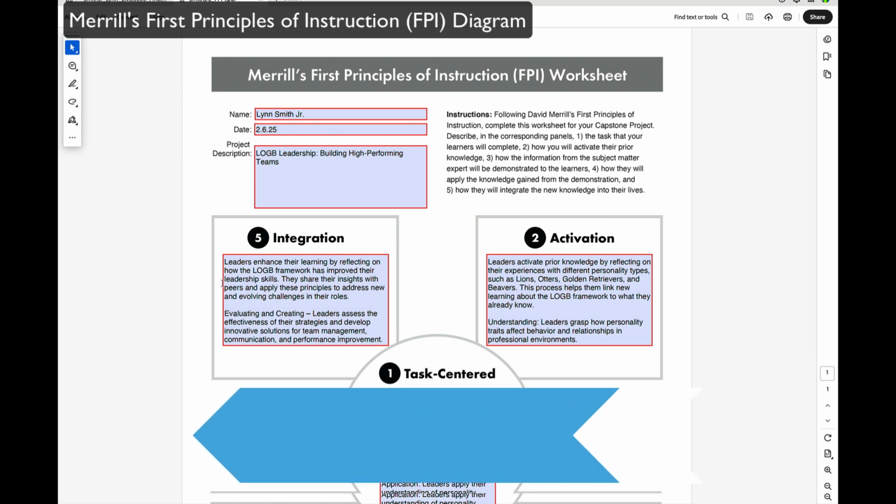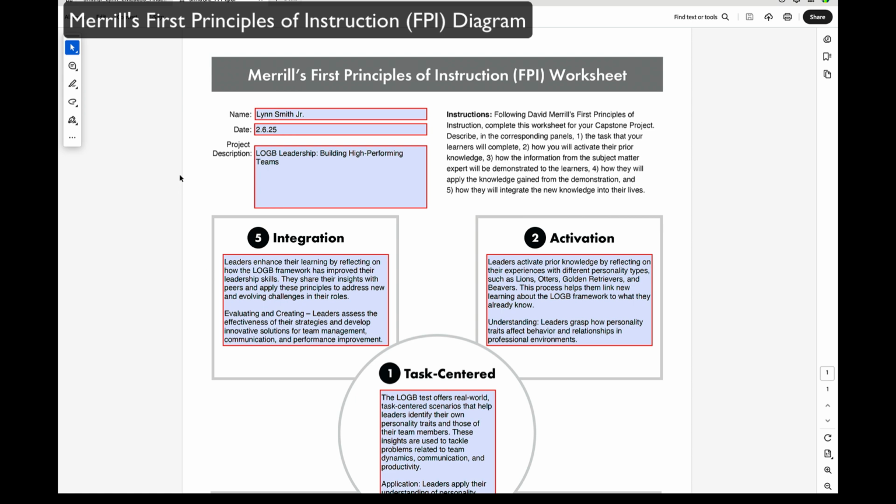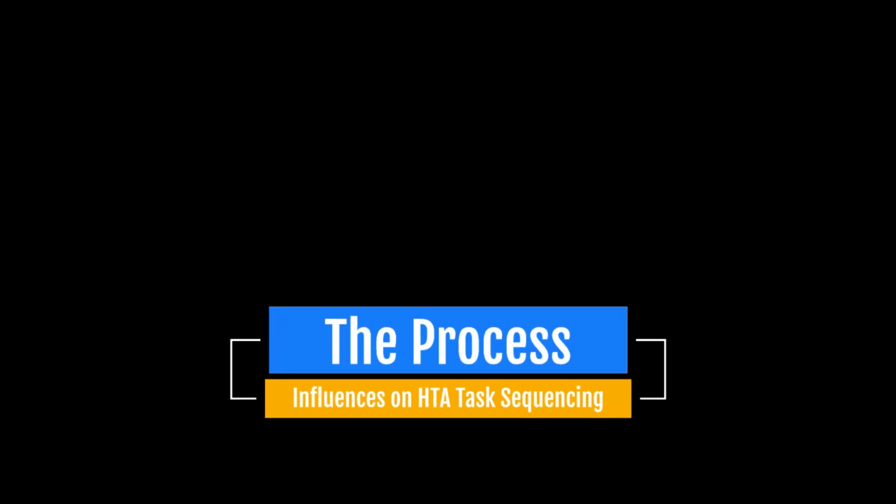The integration component of the FPI plan focuses on helping leaders reflect on how the LOGB framework enhances their leadership capabilities and facilitates peer knowledge sharing. This reflective practice encourages leaders to evaluate the effectiveness of their strategies and develop innovative solutions for team management, communication, and performance improvement by examining the impact of the LOGB based approaches on leadership practices. Participants gain a deeper understanding of how those principles can be adapted to address evolving workplace challenges, ensuring that the learners transfer beyond the training environment.